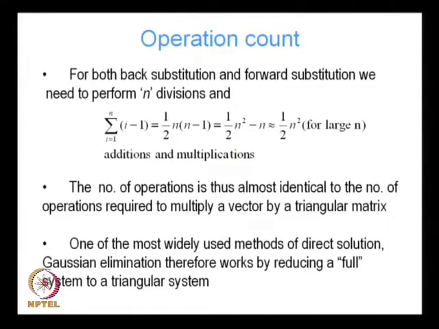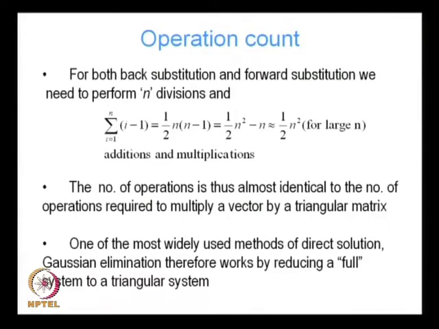If we keep adding the number of additions and multiplications, we will find the total is equal to half n square minus n. For large systems, n square is going to be much larger than n, so half n square minus n can be written as approximately equal to half n square. Therefore, for backward substitution and forward substitution, we need to perform half n square additions and multiplications. The number of divisions is n, but again n is much smaller than half n square, so the total operation cost is approximately half n square.